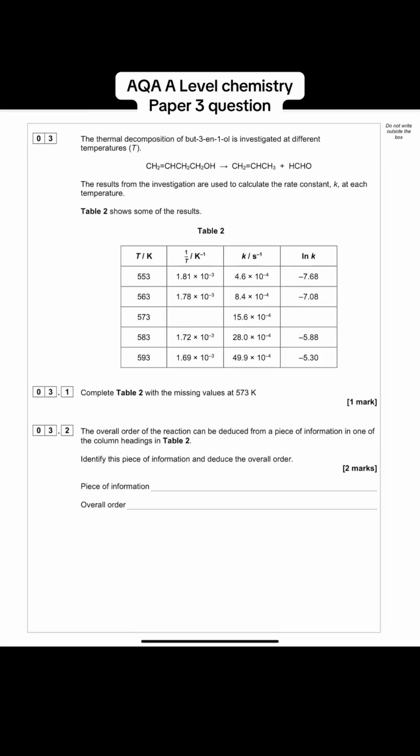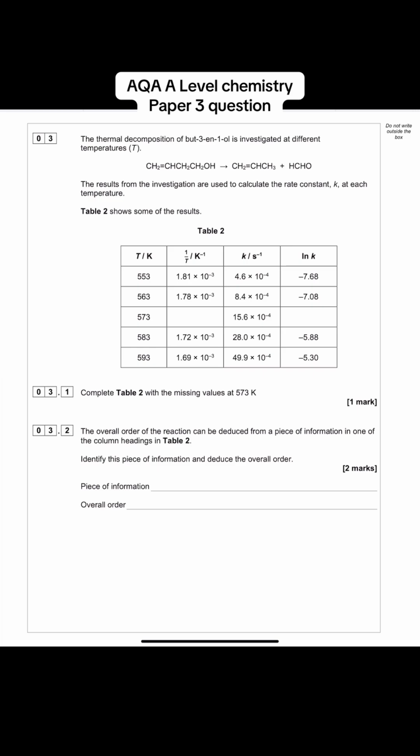The Arrhenius equation is one of the most common topics in the AQA A Level chemistry exam, either in paper 2 or in paper 3. This is a past paper question from 2024, and this question was in paper 3. It talks about the thermal decomposition of an alkene with an alcohol, but-3-en-1-ol, which is investigated at different temperatures. The Arrhenius equation links the rate constant with the temperature and the activation energy.